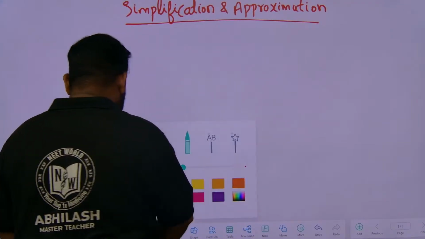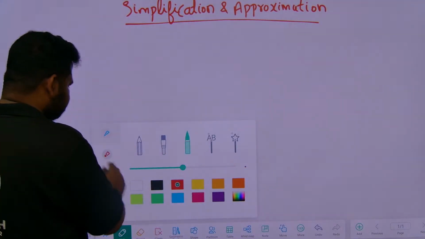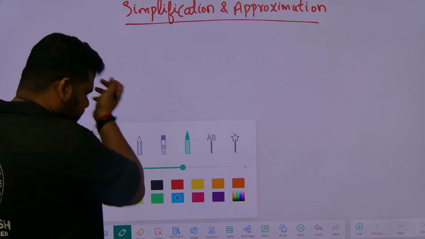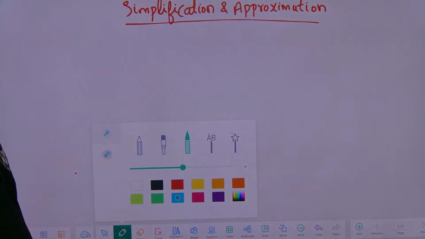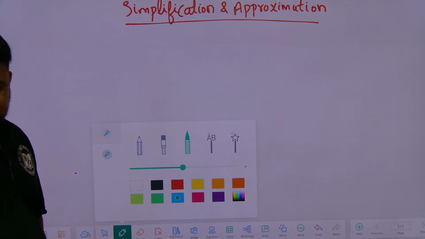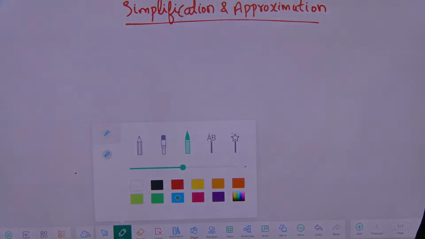Okay, if you look at this, simplification and approximation, so see here. Am I audible? Check once. Phone, I'll check it here itself, no problem. So see here. Yeah, it's fine. Okay, done.